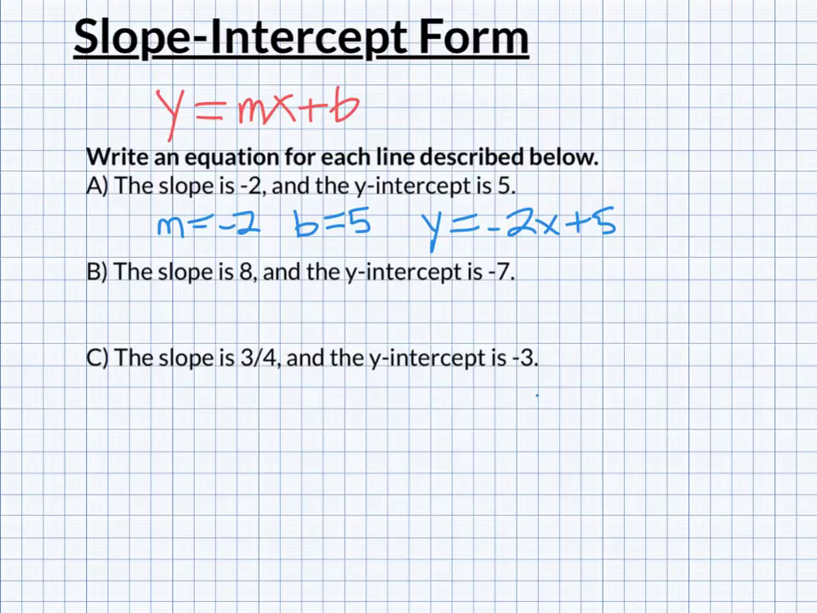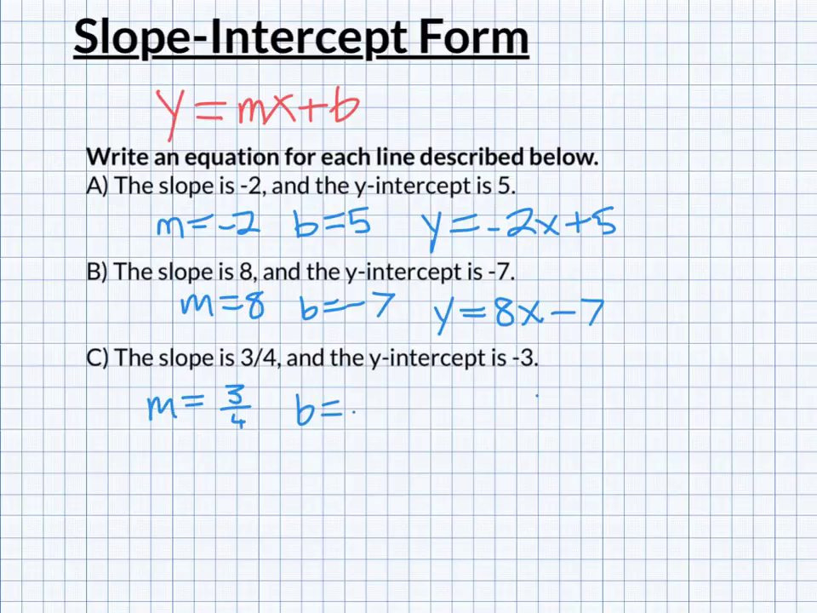Similar thing for example B. M equals 8, b equals -7. Now, in this instance, I'm going to write 8x, but instead of writing plus -7, I'm going to write -7, because that's a simpler way to write it, and it's just easier. In example C, m equals 3/4 and b equals -3. So same type of thing, except this time our slope is going to be a fraction. We're going to write it as a fraction. And we have -3 instead of plus -3.